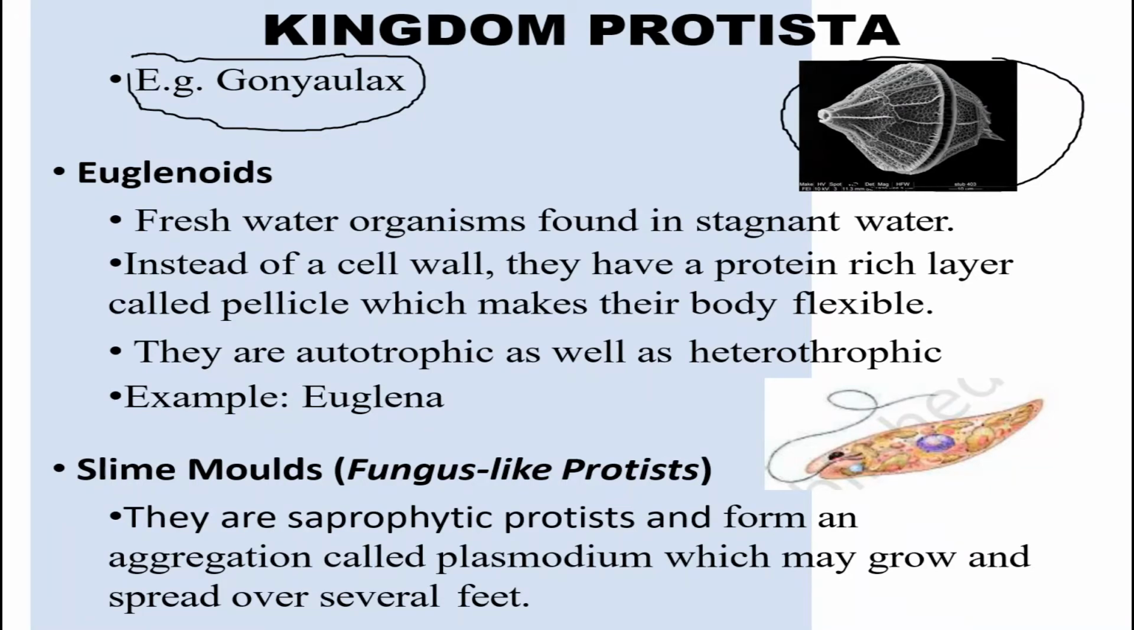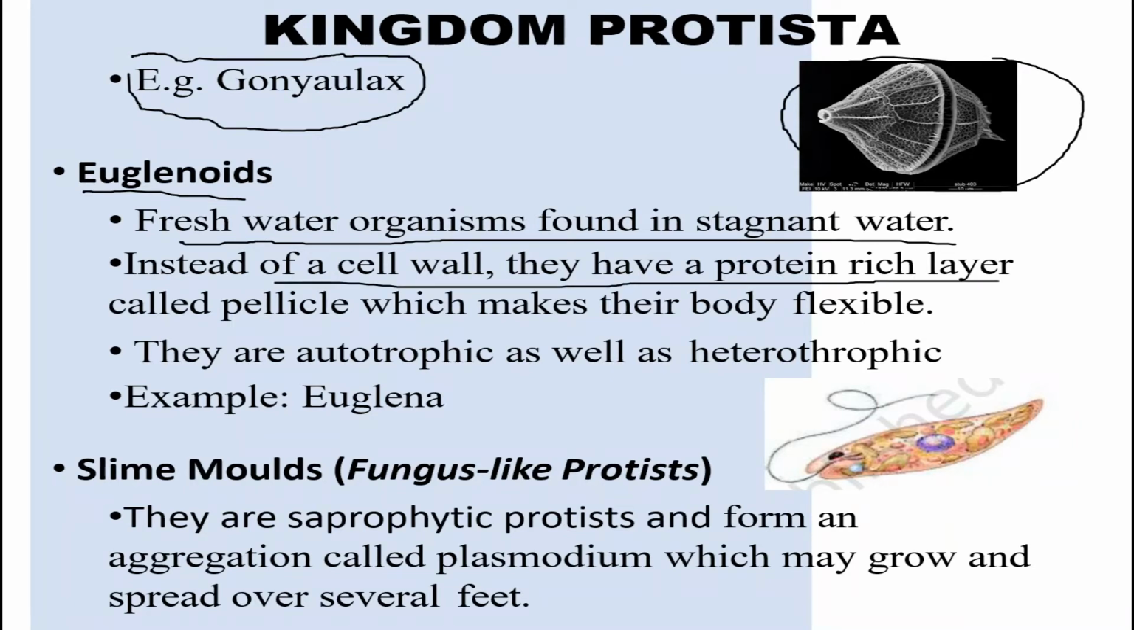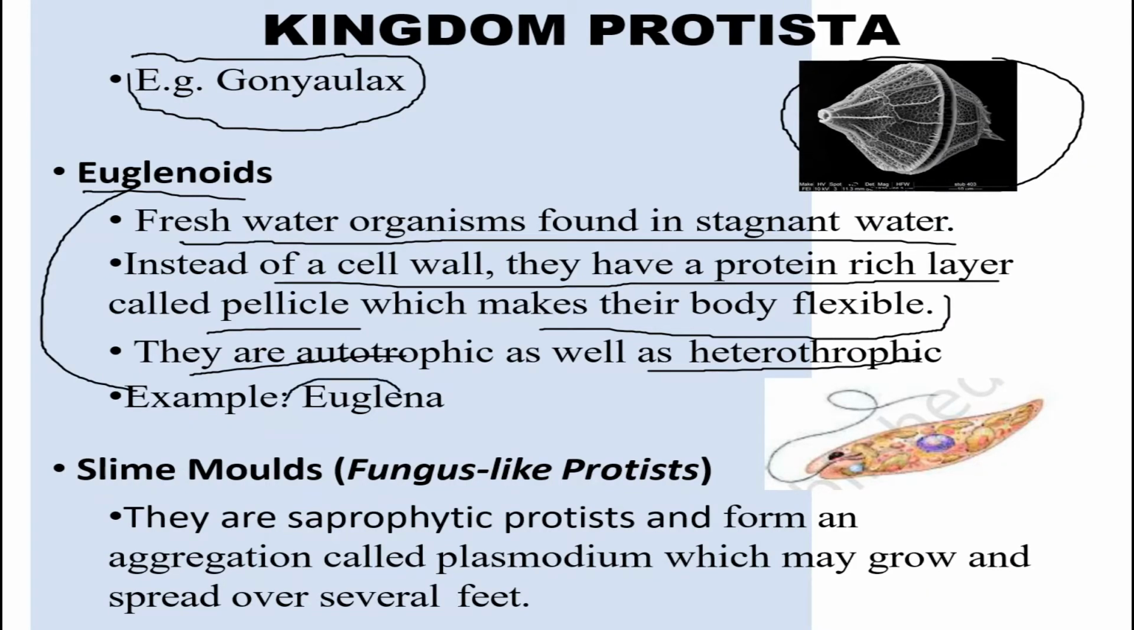Another type of protista is euglenoids. Euglenoids are freshwater organisms which are found in stagnant water. Instead of a cell wall, these have a protein-rich layer called the pellicle, which makes their body very flexible. Also, they are autotrophic in nature and they can be heterotrophic as well. An example of euglenoids is Euglena. This is a picture of Euglena as well.